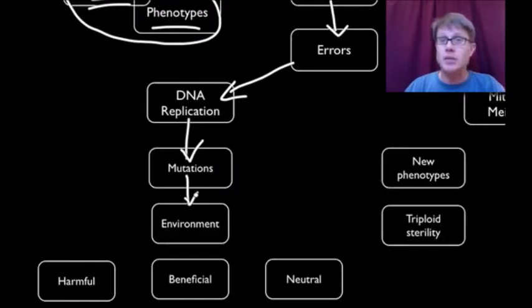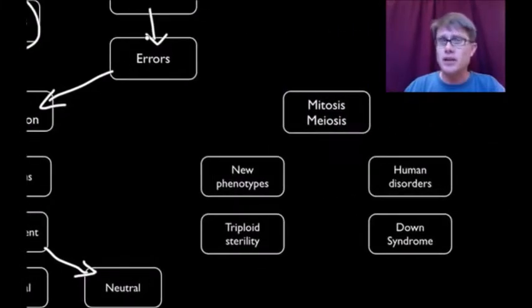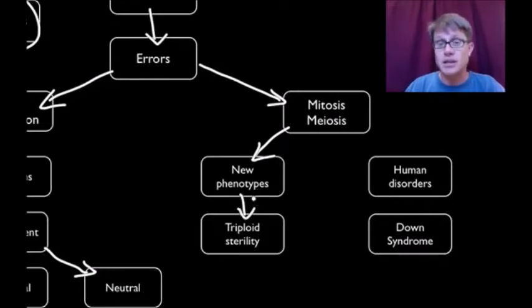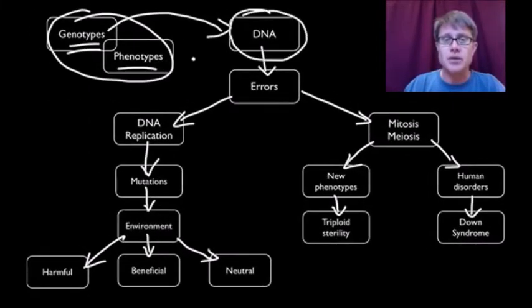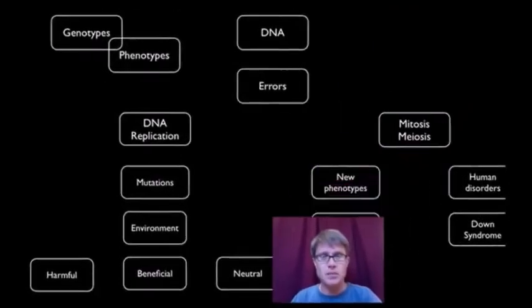They're played against the environment, and some of them are actually beneficial. Some of them are harmful, and some of them are none of the above. They're neutral. There are other ways that we can get errors in our DNA as well. We can have errors in the cell cycle. When we're actually making copies of cells, or when we're making sex cells, we can have errors in that. That can eventually lead to new phenotypes, which can be good, I'll talk about bread wheat, and can be bad, I'll talk about a mule. It can also lead to human disorders. A famous one that you're probably familiar with is Down syndrome. These are all simply changes in the DNA, but those eventually cause changes in the phenotypes.